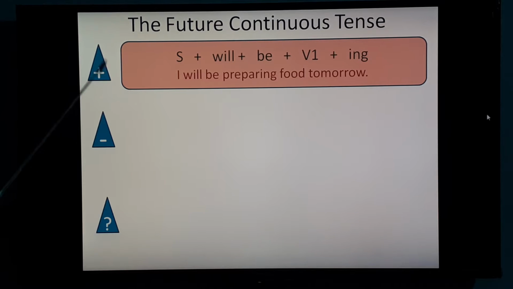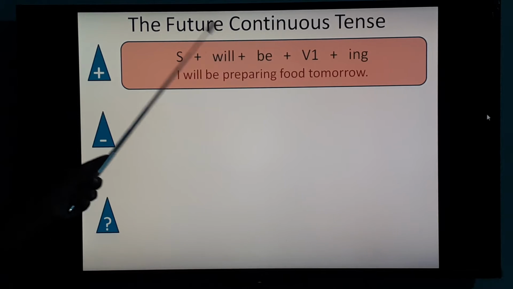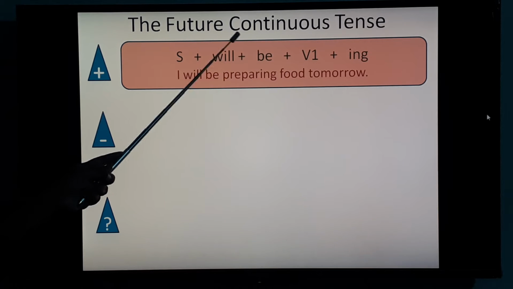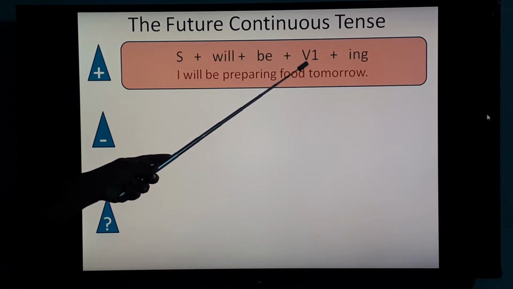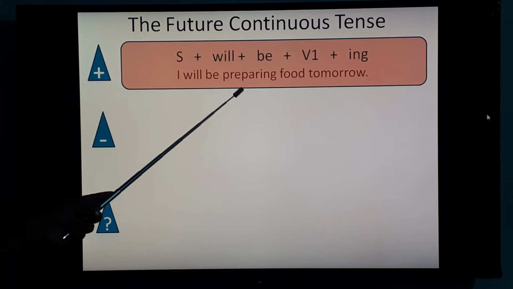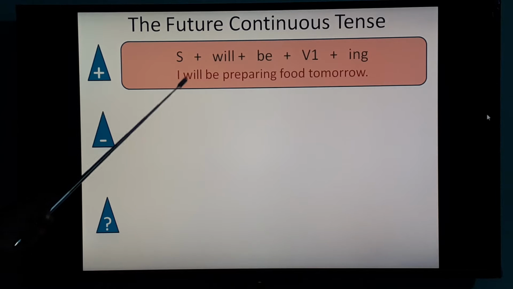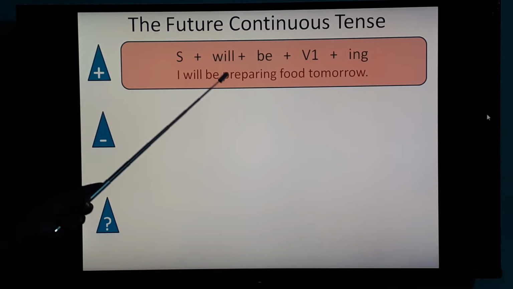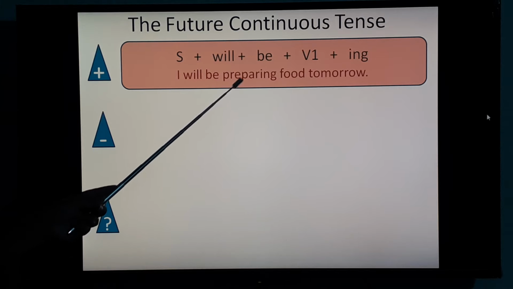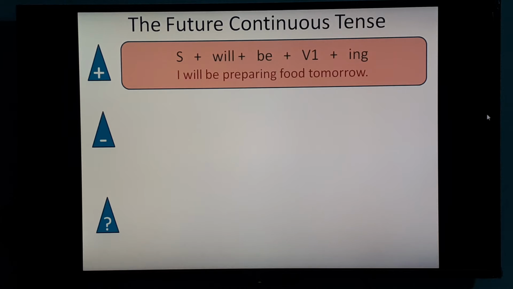Let's see the sentence formations. First, positive. Subject will come in the beginning. After that, you have to put will, then be, because this is future continuous tense. That's why we have to add be plus V1 form with ing. For example, I will be preparing food tomorrow. So here subject, that is I, will be, that is given. This is called auxiliary forms. Then V1 with ing, that is prepare plus ing, preparing, food, that is an object, tomorrow adverb.